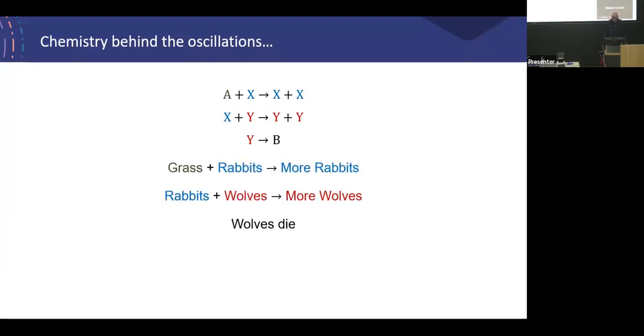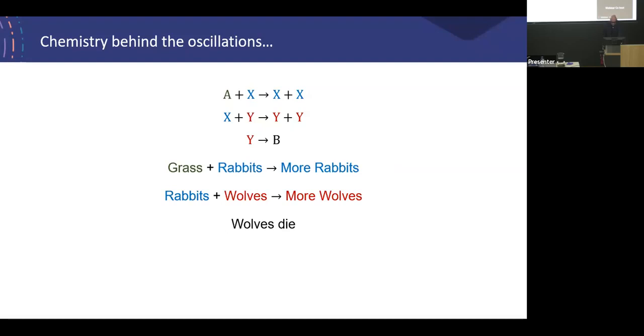What we're going to do is think of these reactions ecologically. So we're going to replace A with grass, X with rabbits, Y with wolves, and B with dead wolves. A little bit dark, but such is the cycle of life. So what's going on here? The first reaction is saying that rabbits eat grass and produce more rabbits. And so what will happen is that the population of rabbits will increase rapidly.